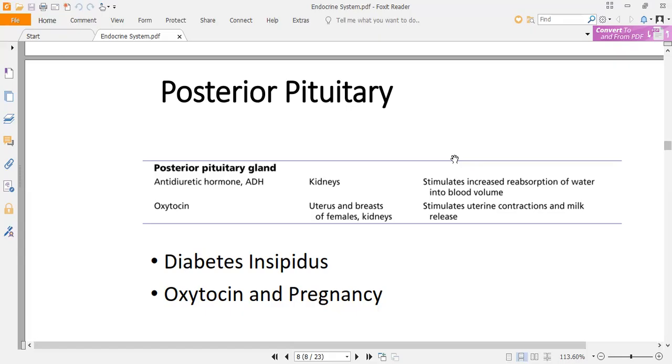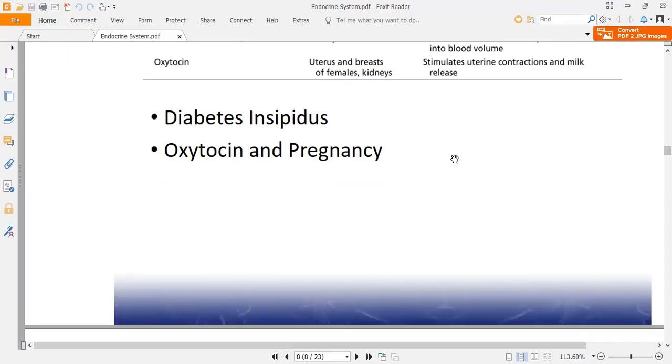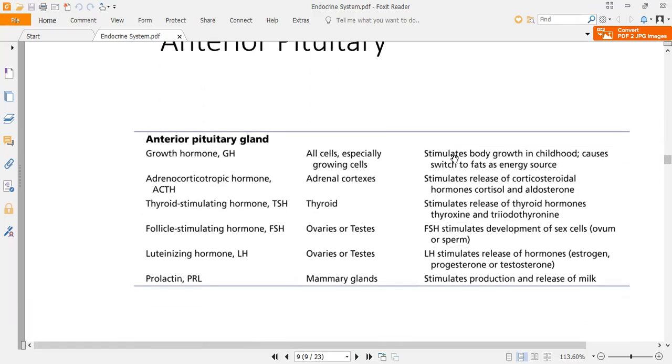We'll also discuss later on diabetes insipidus and diabetes mellitus. Then oxytocin and pregnancy will be discussed in detail later. So, the anterior pituitary.